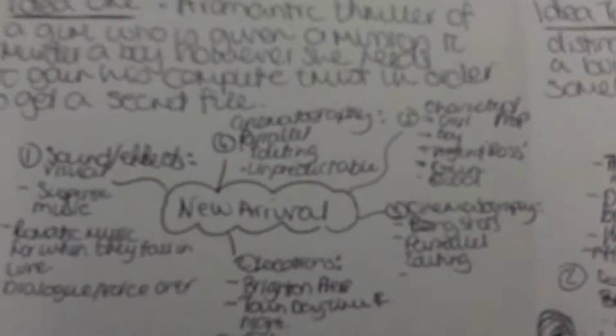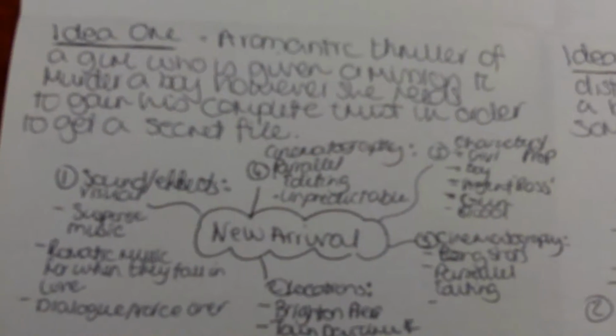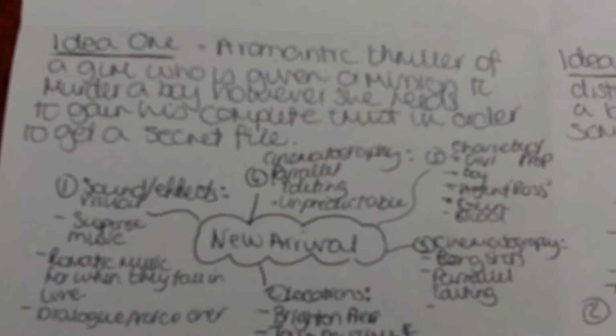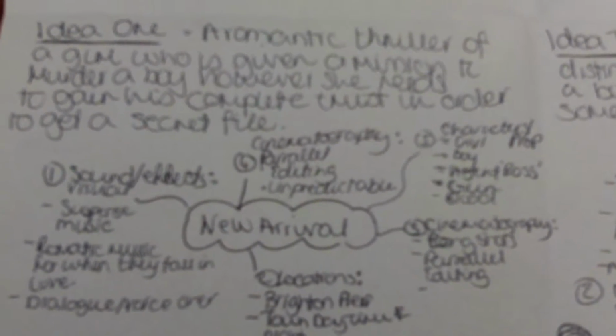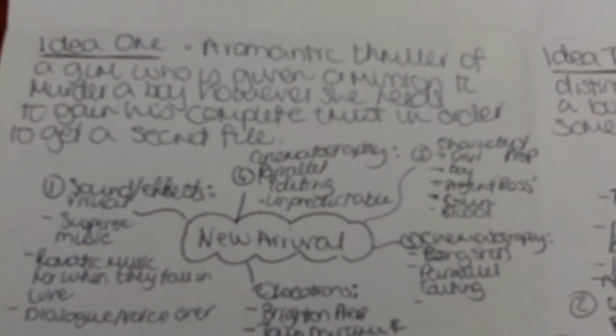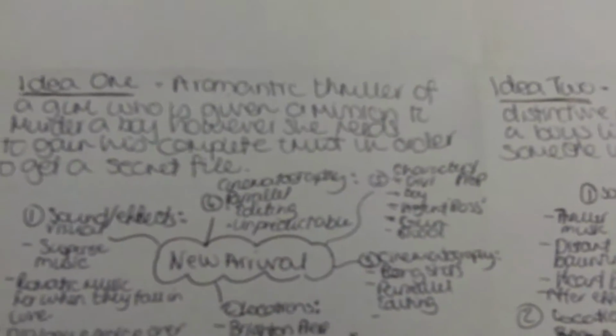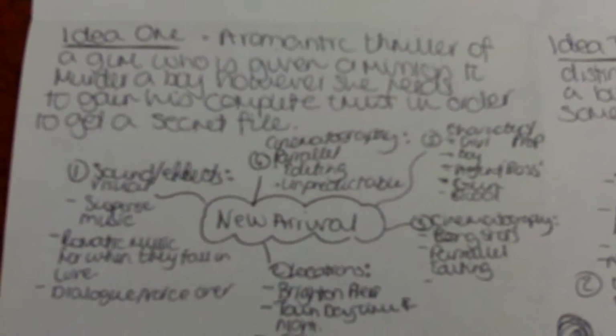My first idea was going to be a romantic thriller of a girl who is given a mission to murder a boy. This girl is a secret agent, so her job obviously has her killing people and finding secret files and stuff. However, in this case, she ends up falling in love with him in order to gain his trust.